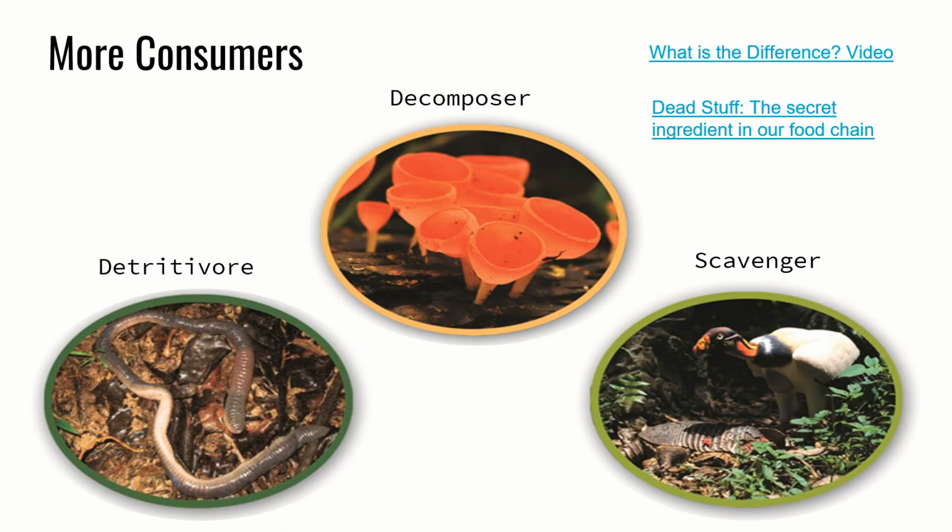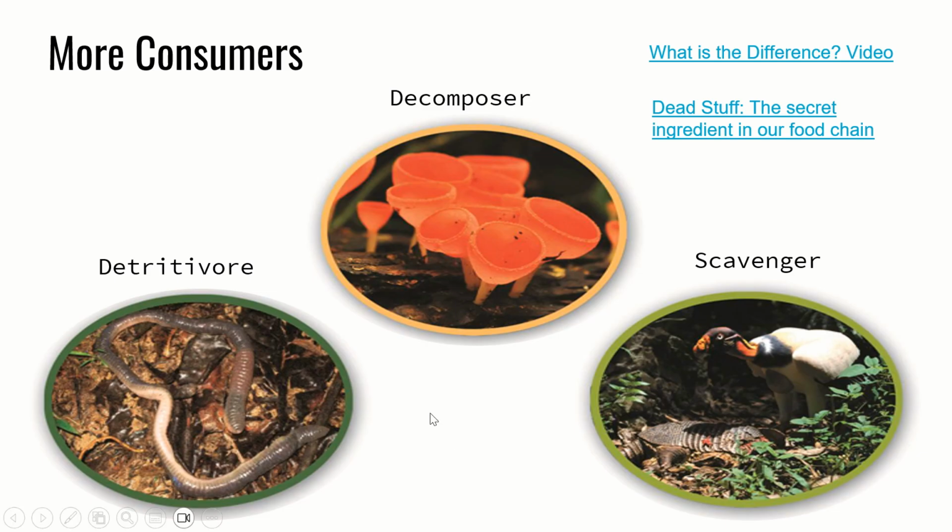Other types of consumers could be detritivores that live off of and eat decomposing matter. Decomposers will directly decompose and break down the organic material and use that as their food source. So these are things like fungi and bacteria. And then we have scavengers, which are, again, eating dead organisms. So I know my definitions are getting a little vague. That's why I've put some links to more information so that it's easier to distinguish between them. So please check out the links in the PowerPoint directly.